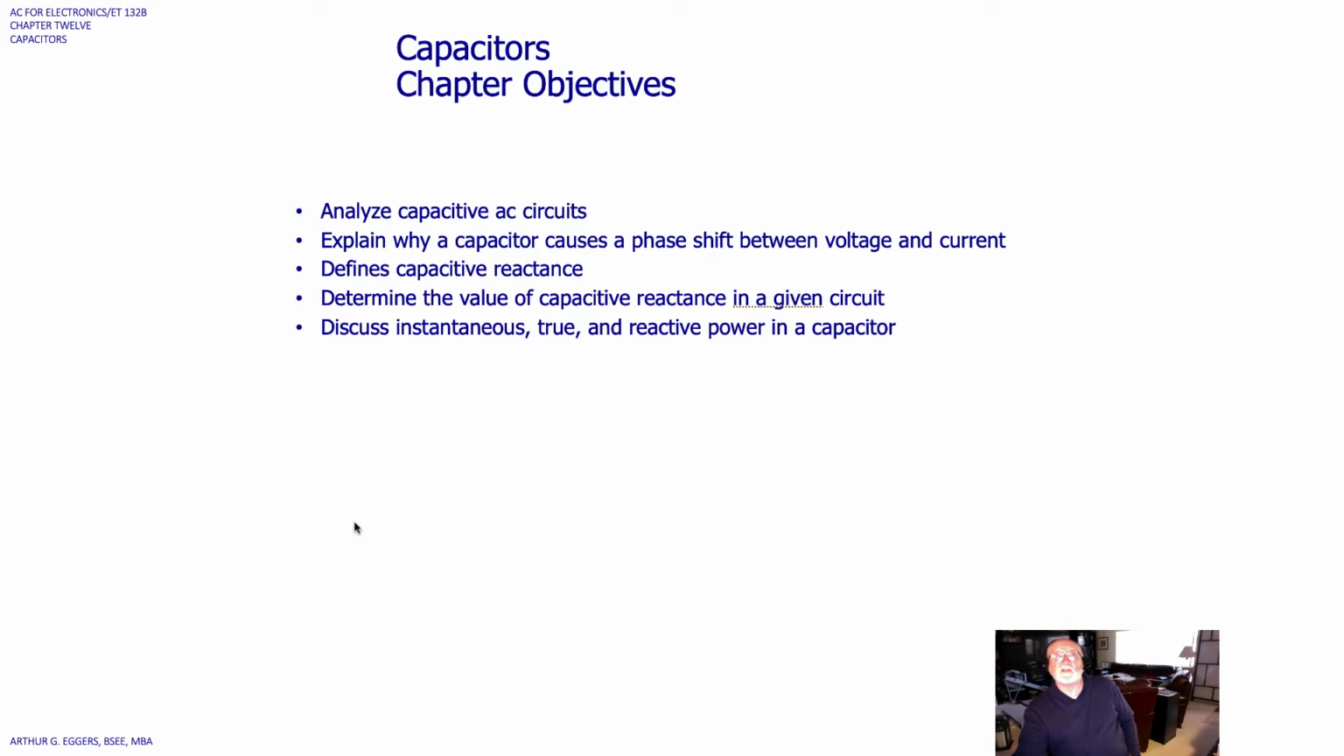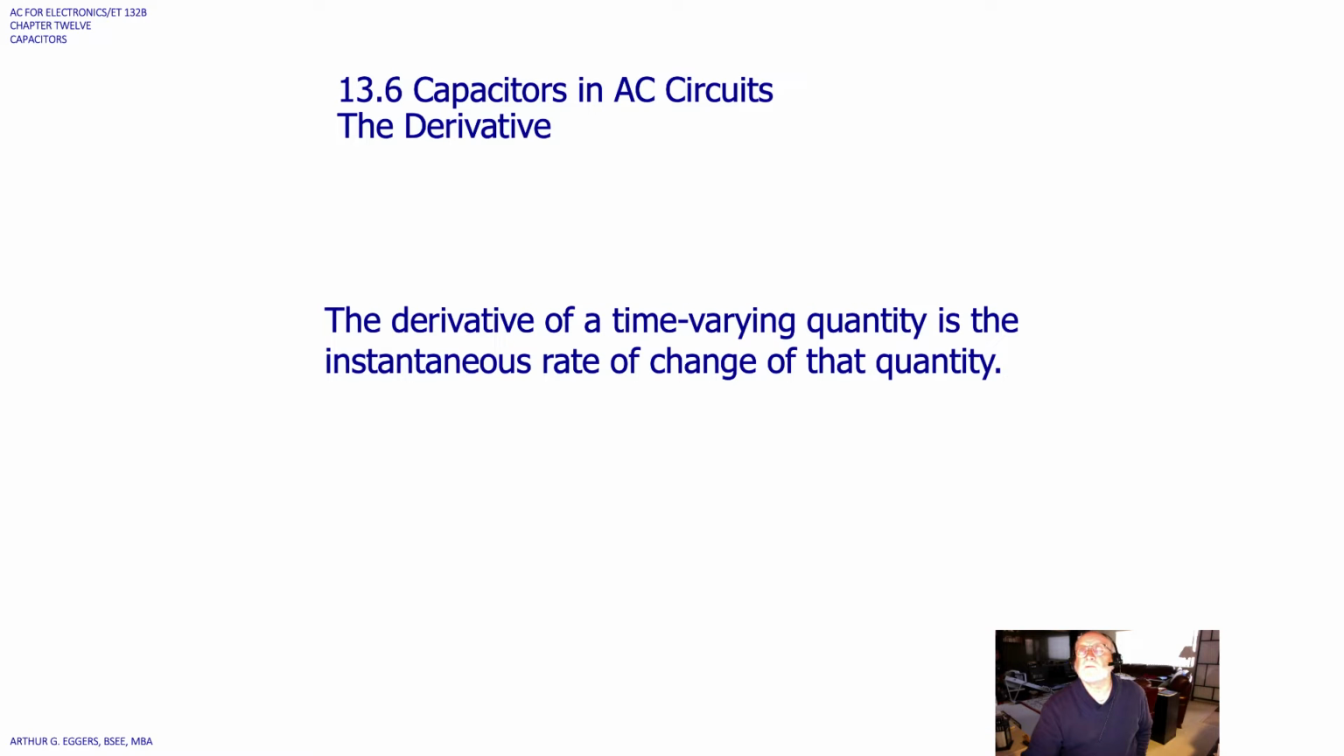a capacitor causes a phase shift between voltage and current, define capacitive reactance. Then that falls into our definitions that we're going to need to see for the derivative and some calculus. Determine the value of capacitive reactance in a given circuit, and discuss instantaneous, true, and reactive power in a capacitor.